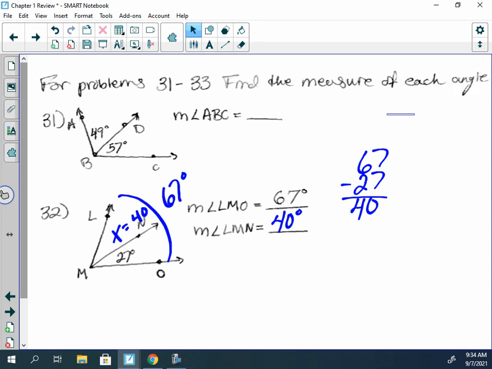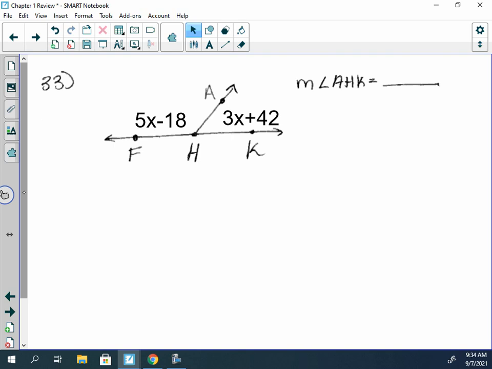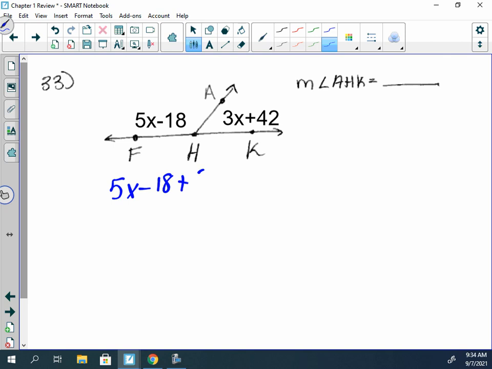You ready for the next ones? Questions on 33. What are these 2 angles added together? 180 is a straight line. Because that's one of the things that we can assume. If it is a straight line, its measure is 180. So if I add these 2 together, they will equal 180. And to find the measure of each individual angle, we just need to find the value of x.